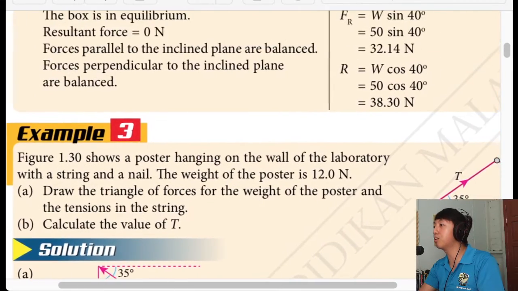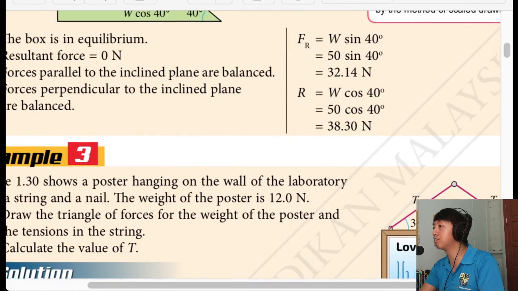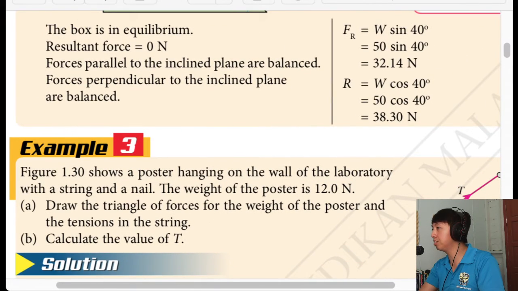Let's go ahead first with the first question. We already have the triangle of forces, so we have already drawn it. Now we need to calculate the value of T. The textbook gives three methods. Method one is to do a scale drawing. Then just take a protractor, take a ruler, and make sure you measure everything correctly.